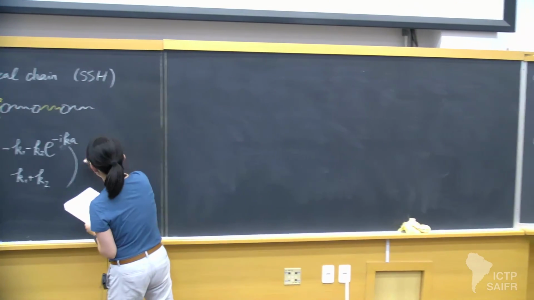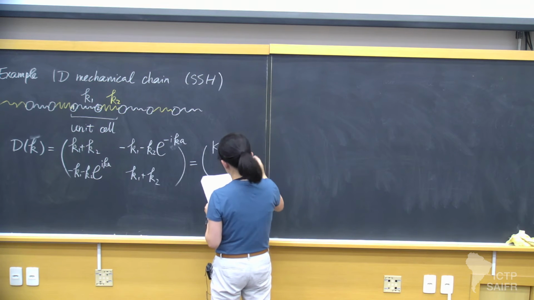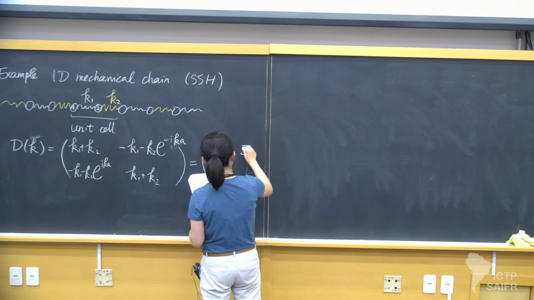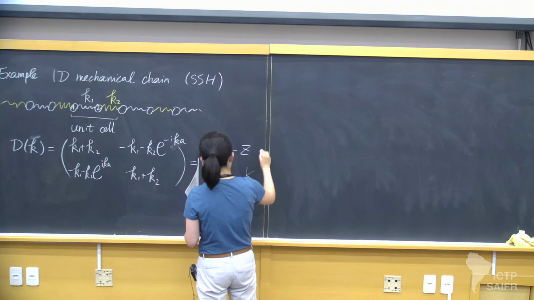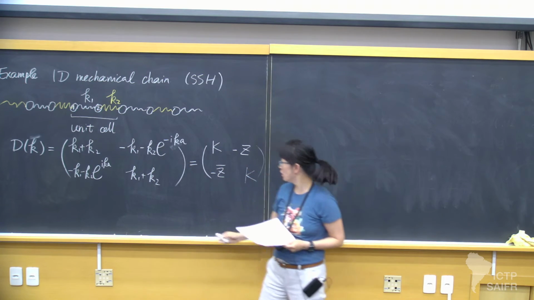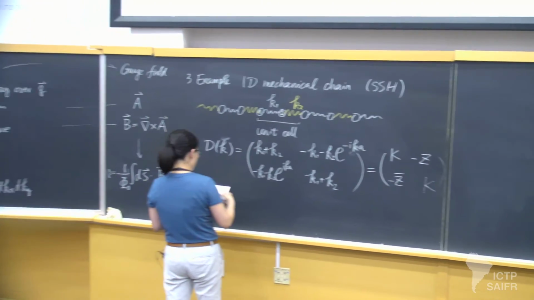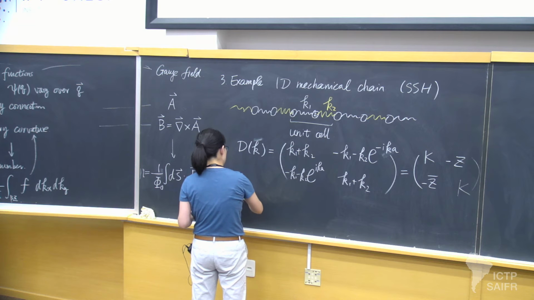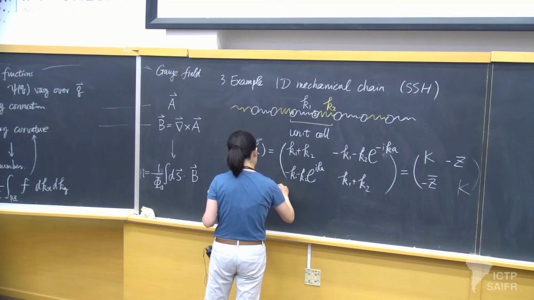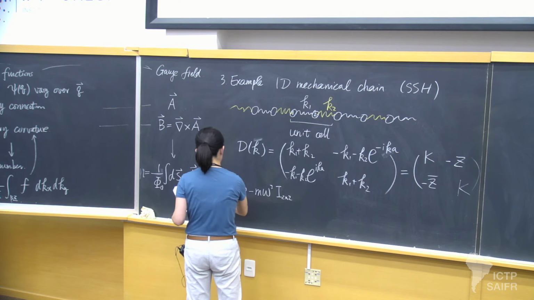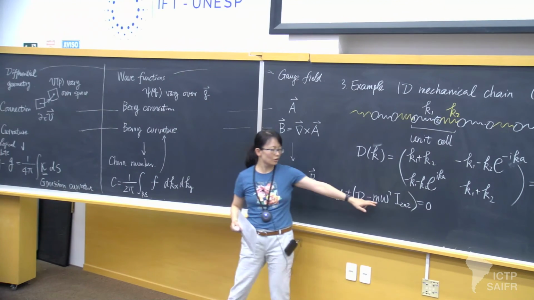So in order to make it easier to write, we define K as K1 plus K2, and Z as the off-diagonal component, okay? And then the eigenvalue problem is simply D minus m omega squared I 2 by 2. You solve this problem to find the eigenvalues.